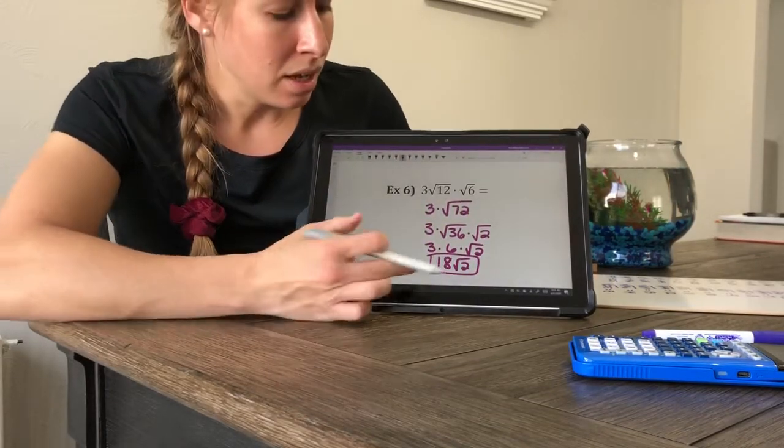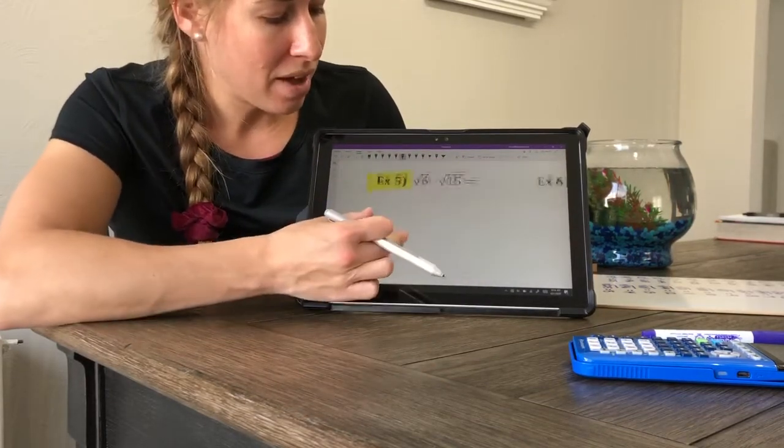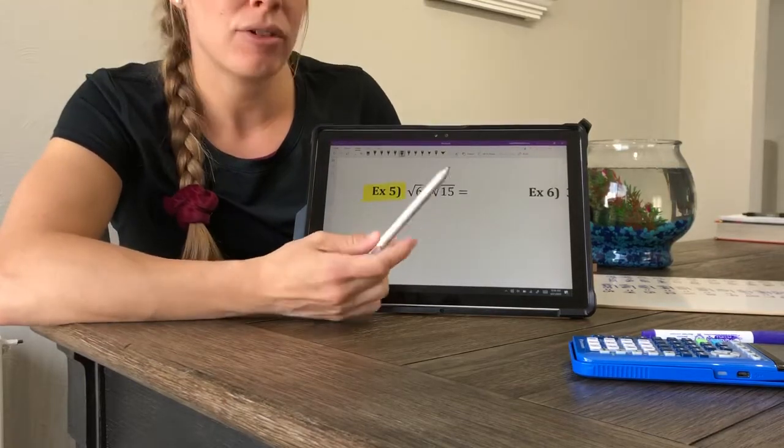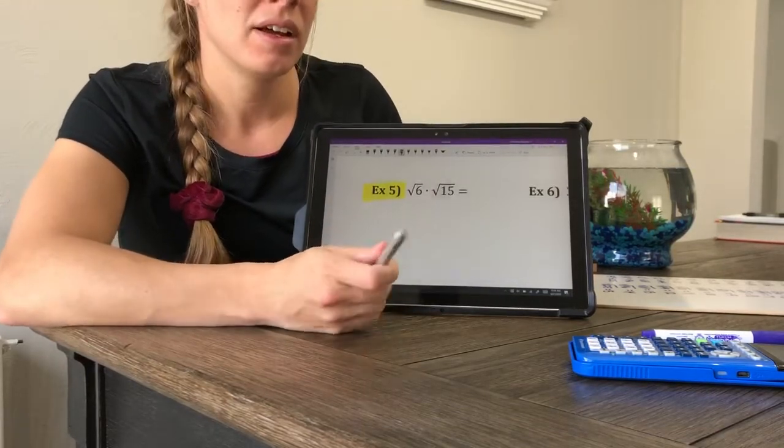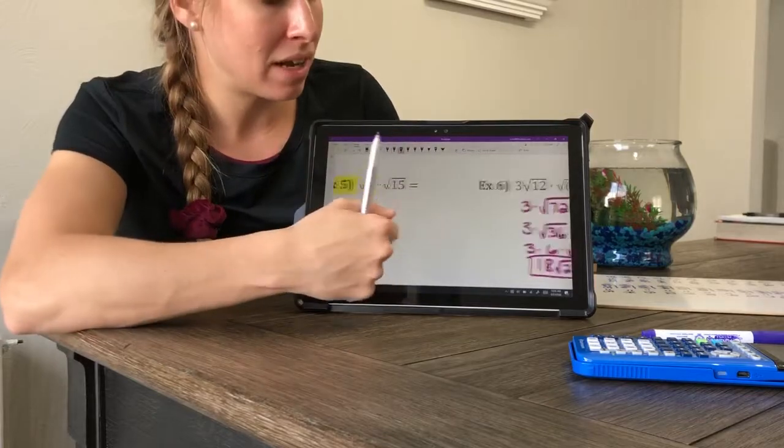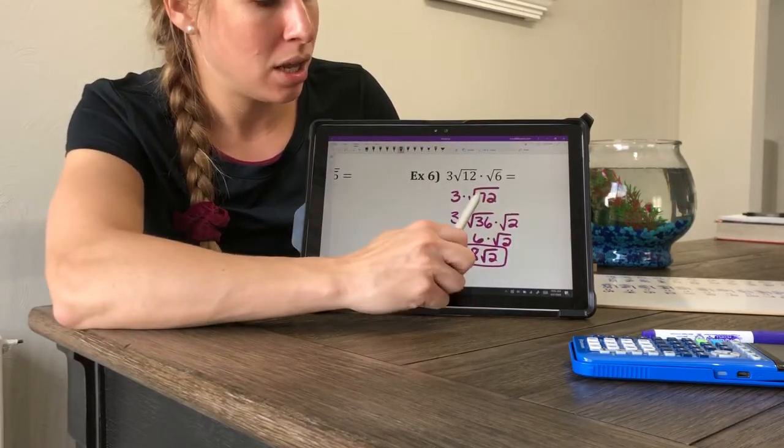Done. So you're doing example 5. You have a radical 6 times radical 15. Multiply them together. Then you have one number that you will be simplifying, just like we did over here. Okay.